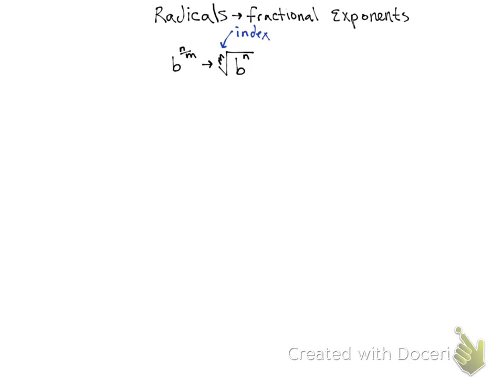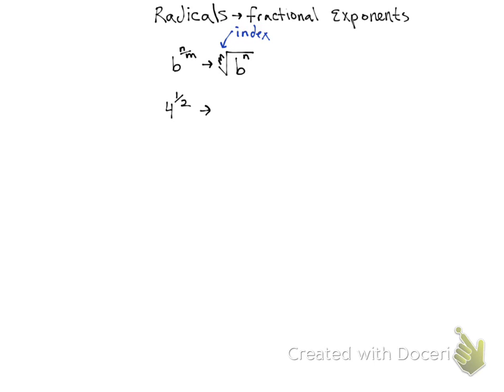Alright guys, so today we will be talking about radicals. They are fractional exponents. So let's say you have a base to the power of n over m. You can rewrite that in radical form by putting your base inside the radical to the power of n. The denominator, that goes inside the little hook. That's called the index.